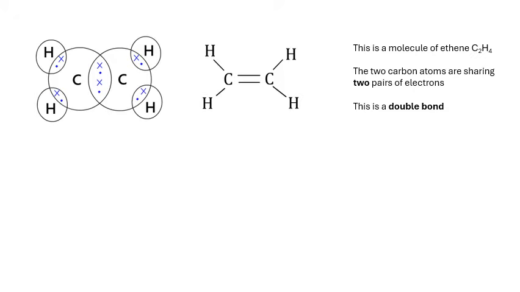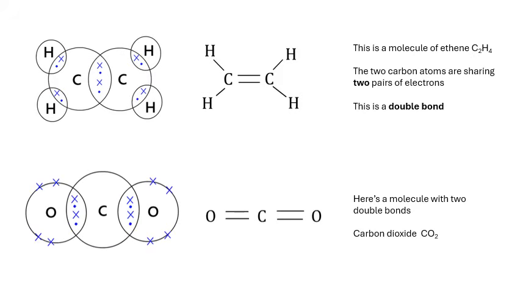Okay, now this is a double bond. What's going on here? Well, the 2 carbon atoms are actually sharing 2 pairs of electrons. This is a molecule of ethene, yes, C2H4. The 2 carbon atoms are sharing 2 pairs of electrons, and that's a double bond.